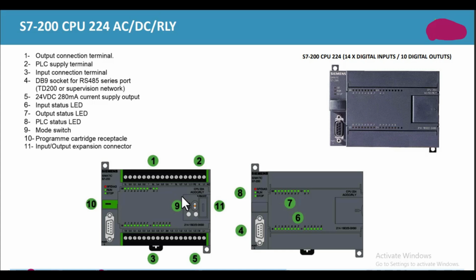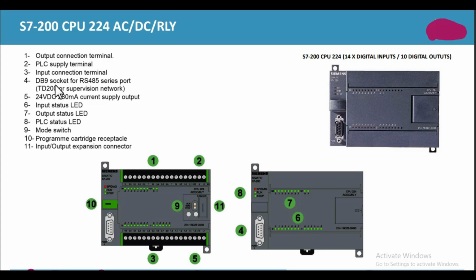In this picture, we can see different sections of this PLC. First one is the output connection terminal. The second one is the PLC supply terminal. These two terminals at the end are the supply terminals of the PLC. Third one is the input connection terminal. This is the input side of the PLC. All these represent the inputs of the PLC with different kinds of addresses: I0.0, I0.1, I0.2, I0.3, and so on. On the output side, it will be Q0.0, Q0.1, Q0.2, and so on.